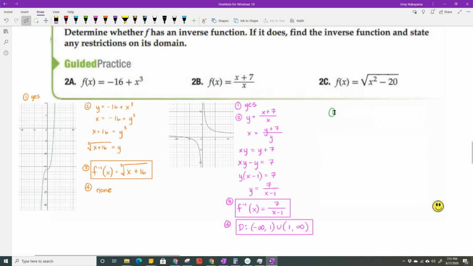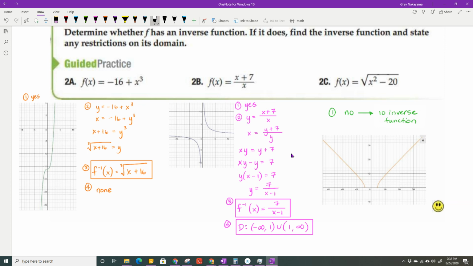All right, last example of this. F of x equals the square root of x squared minus 20. So again, I'm going to go graph it. Sorry, I don't know what happened to my voice. I graph it, and it looks like that. Does this pass my horizontal line test? It does not pass my horizontal line test, and since it doesn't, there is no inverse function.